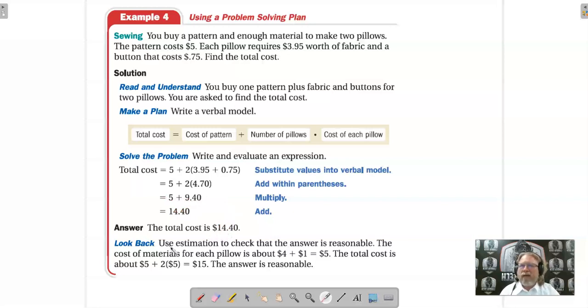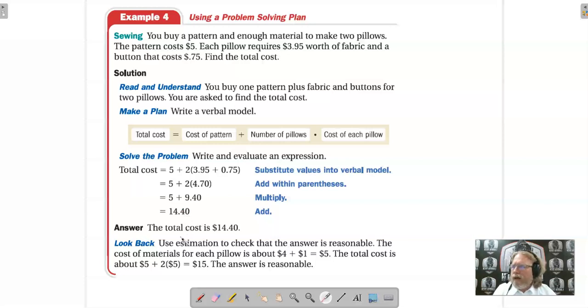Now, we could use estimation and look back. This look back here is telling you, hey, does your answer make sense? And it's always important to ask yourself, does my answer make sense? If I would have messed up on a decimal place and got $144, well, that doesn't sound right. Or if I messed up someplace in the multiplication and got $63.29, well, I might want to check my work.